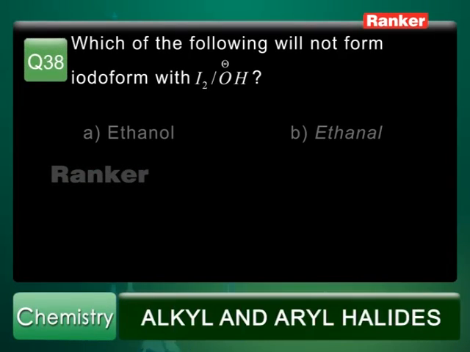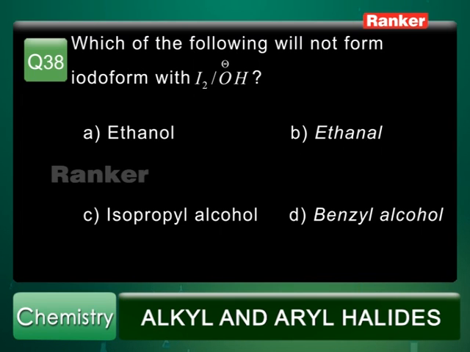Which of the following will not give the iodoform test with iodine and the base OH minus? Option A, ethanol. Option B, acetaldehyde. Option C, isopropyl alcohol. Option D, benzyl alcohol.